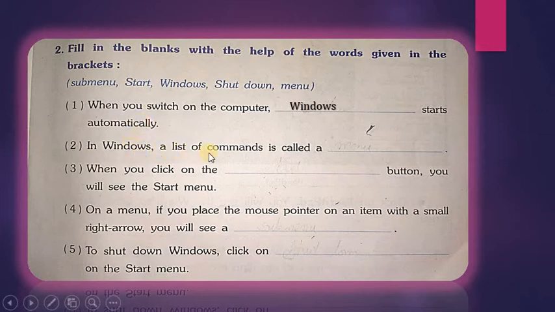Now see the second filling the blank: In Windows, a list of commands is called a dash. So in Windows, a list of commands is called what? It is called a menu. So the answer is menu. Why? Because whenever you see a list of commands, it means you can open the program and see up and down the file menu, home menu, view menu, right? So these are all menus. We can call them a list of commands that we can use by clicking the mouse.